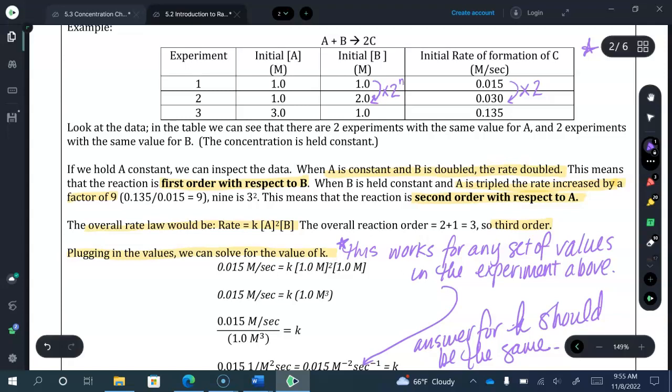So if we're looking at the nth power and it has to equal whatever's happening over here, n has to be 1 in order for that to be true, so that tells us it's first order.